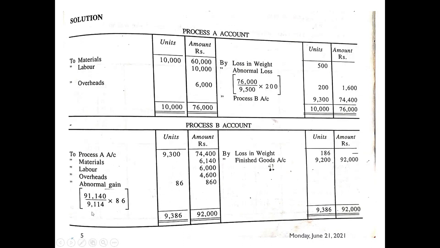Normal cost of normal output divided by normal output into units of abnormal gain. So normal cost of normal output means A total minus the debit side of normal. So this minus 0. It will total 91,140 minus 0, divided by units, 9,300 minus 186. That is 9,114 into 86 units. So it will be equal to 860.